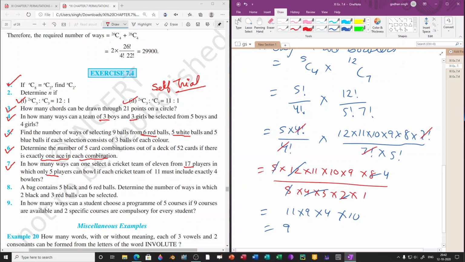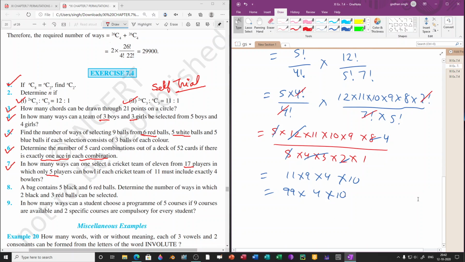So 11 into 9 is 99, into 4 into 10. 4 into 9 is 36, 3 carried over, 4 into 9 is 36 plus 3, that is 396, into 10 adds a 0. So there are 3960 ways in which we can select the required team.